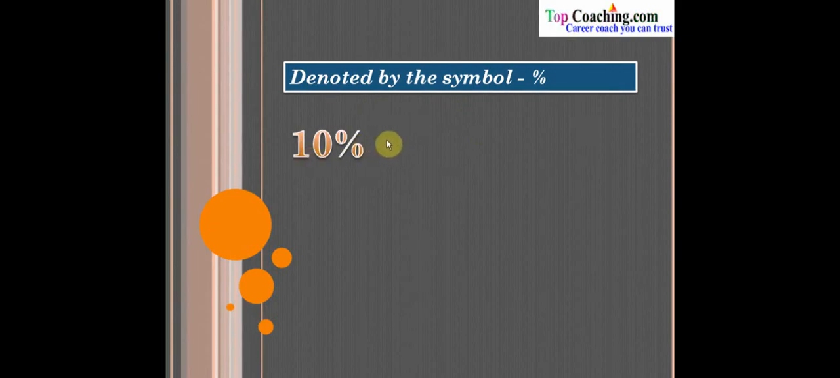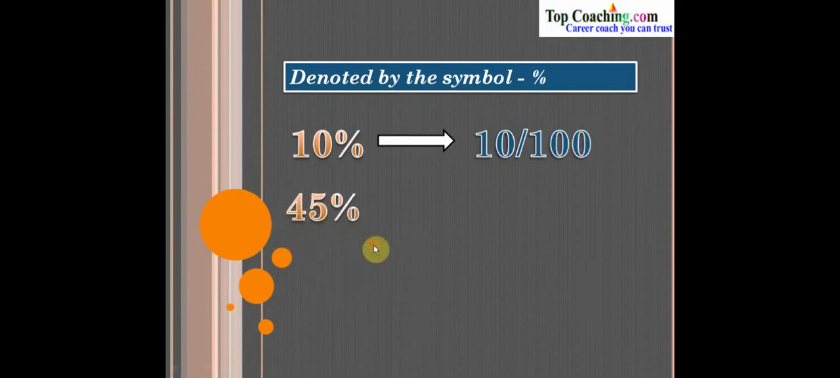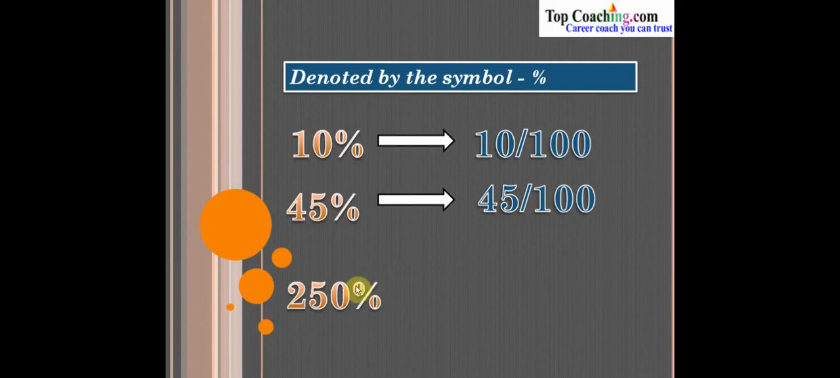Now, what does 10% mean? 10% means 10 by 100. So, we have expressed 10 with respect to the base 100. So, always the denominator would be equal to 100. 10% means 10 divided by 100. Similarly, if I say 45%, it means that it is equal to 45 divided by 100. We have divided 45 by the base 100. If we say 250%, then what does it mean? Definitely it is 250 divided by 100. So, whenever we use the symbol percent, it means that we are dividing this number by 100. The base is always considered to be 100.